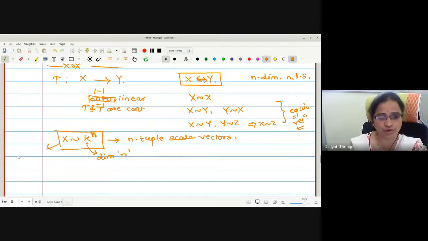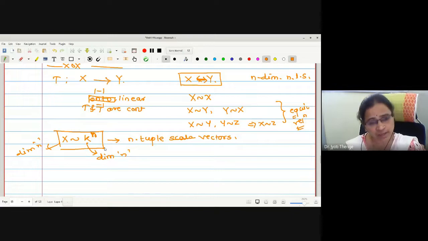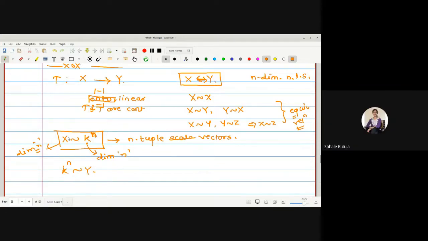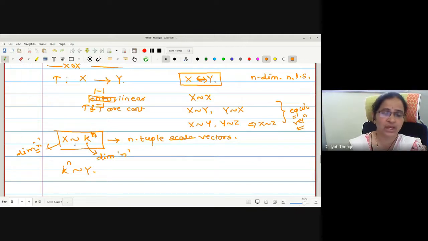Therefore, this is also of dimension n. This is an arbitrary non-linear space, which, if we show this, is topologically isomorphic with Kn. Then, may I say Kn is topologically isomorphic with any other non-linear space of n dimension? Then by using this transitivity property, x is topologically isomorphic with Kn, Kn is topologically isomorphic with y. May I say x will be topologically isomorphic with y?